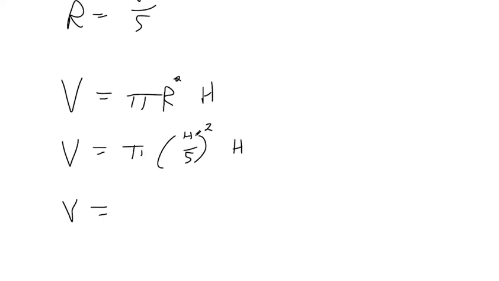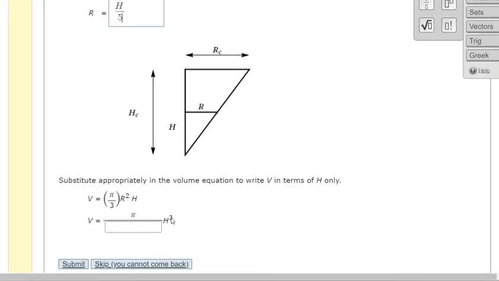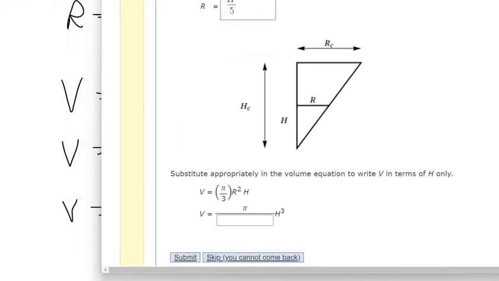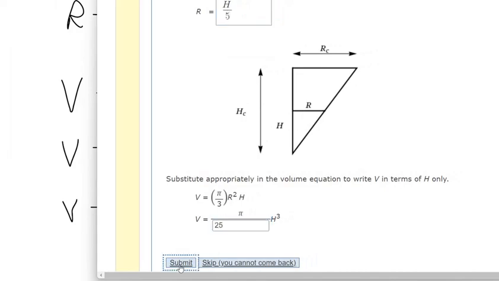So if we simplify, that's h squared times h. That makes h to the third. So we get pi h to the third. And then the denominator, that's 5 squared. That makes 25. So that's what we should be typing in that box. Pi over 25 is what we're missing here.